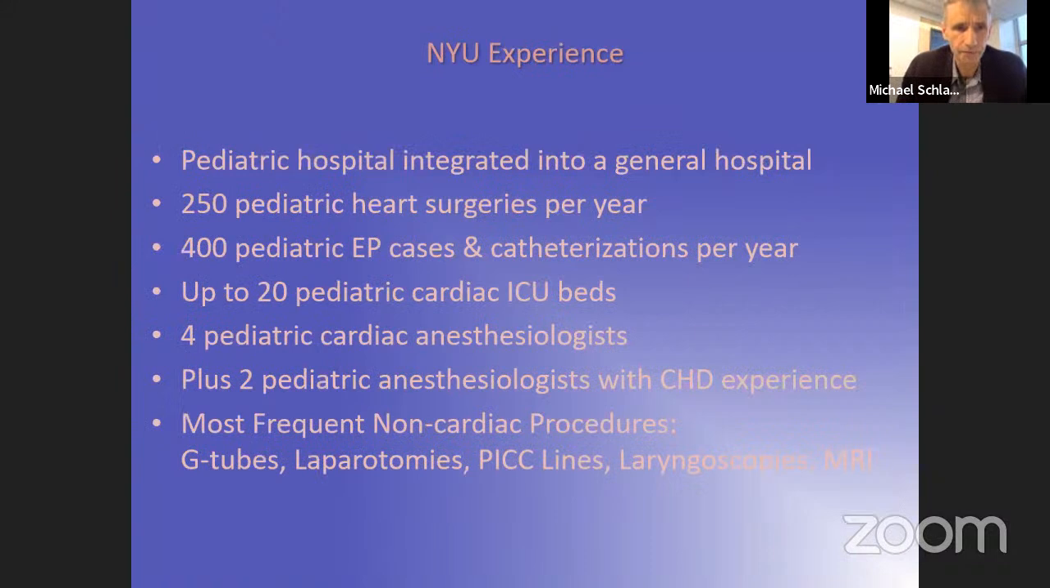So we perform about 250 pediatric heart surgeries per year, so it's a mid-sized volume, and 400 EP and cath cases. We have 20 ICU beds, and we have 4 pediatric cardiac anesthesiologists. And we have 2 general pediatric anesthesiologists with significant experience in dealing with patients with congenital heart disease. So between those 6, we handle all the non-cardiac cases. What we do is pretty much what I showed you in the previous slide: G-tubes, laparotomies, PICC lines, laryngoscopies, and MRI procedures. Next slide.